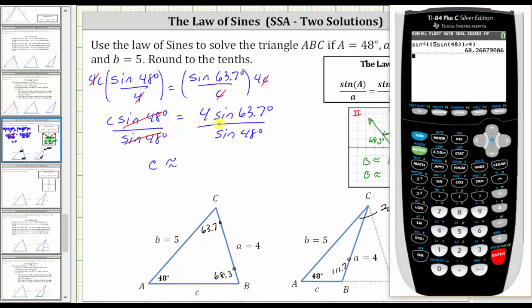Again, we need the numerator in parentheses. We have open parenthesis 4 sine 63.7 divided by sine 48 degrees, and enter. To the 10th place value, C is approximately 4.8.